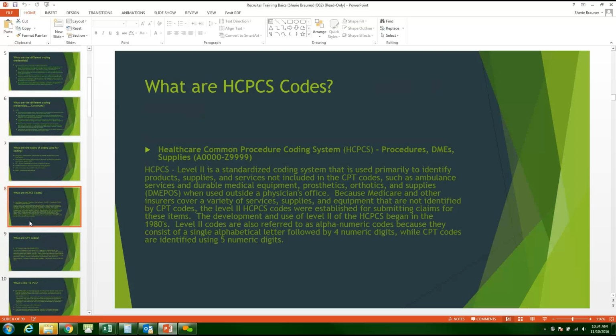Slide 8. What are HCPCS codes? Healthcare Common Procedure Coding System. Procedures, DMEs, supplies. If you want to read through this, HCPCS Level 2 is a standardized coding system that is used primarily to identify products, supplies, and services not included in the CPT codes.